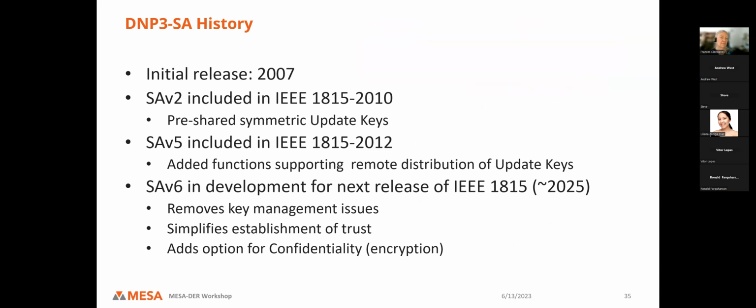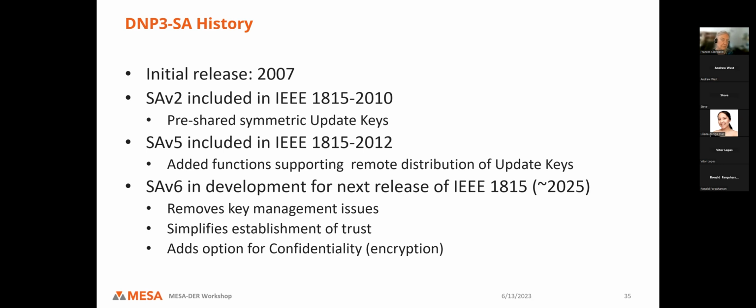So a little bit of history on this. We first released DNP Secure Authentication in 2007, and there were some minor revisions to provide version 2, and that was included in the IEEE 1815-2010 release, which was where DNP3 became released as a standard. And so SAV2 used this idea of having pre-shared symmetric update keys as the mechanism for establishing the trust between the two devices that are communicating with each other.